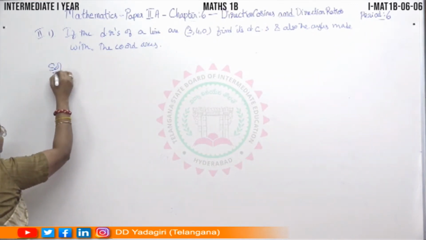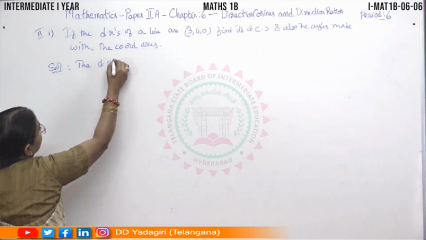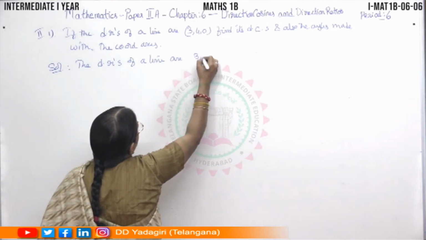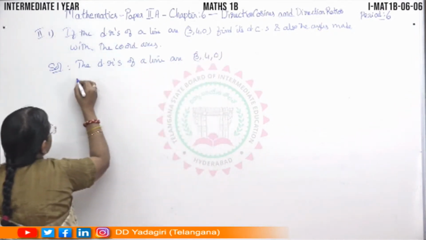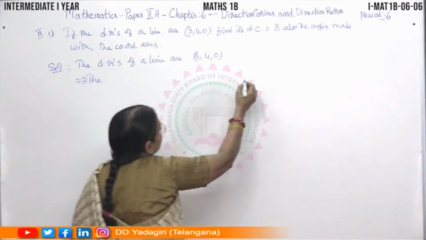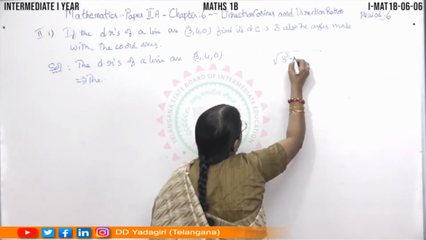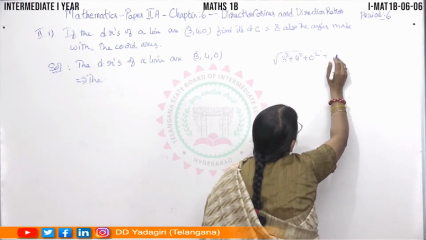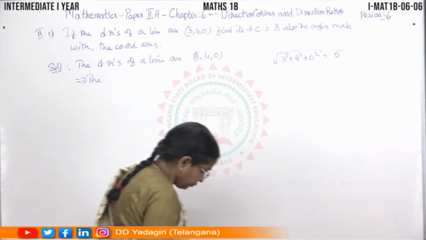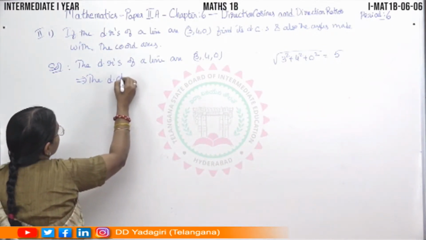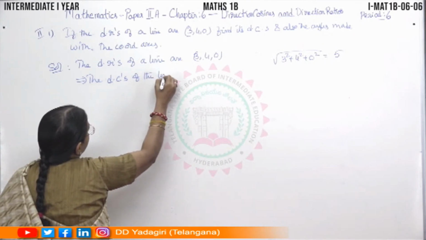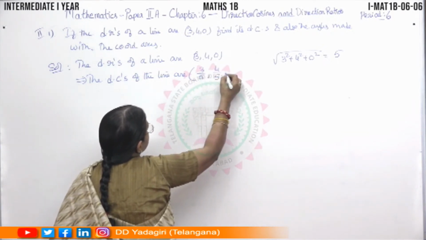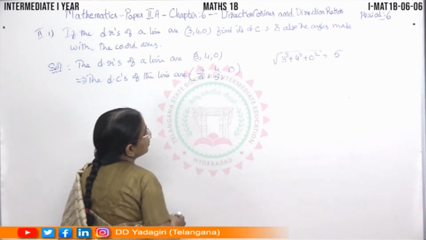So here, the direction ratios of a line are given. In the solution, the DRs of a line are 3, 4, 0. So what are the direction cosines? You divide by root of 3 square plus 4 square plus 0 square. 9 plus 16 is 25, so that is 5. Therefore, the DCs of the line are 3 by 5, 4 by 5 and 0 by 5, that is 0 only. So this is one answer.